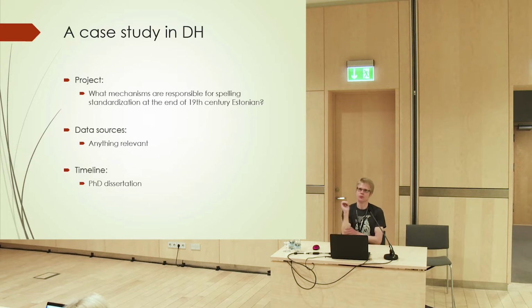One thing that is important for digital humanities projects, I think, is that it always starts with some question. It's not that you're just exploring data and trying to get something visually appealing out of it, but what drives it is the question. So for me, the question was what mechanisms are responsible for spelling standardization in late 19th century Estonian? And it's based on research in historical sociolinguistics.